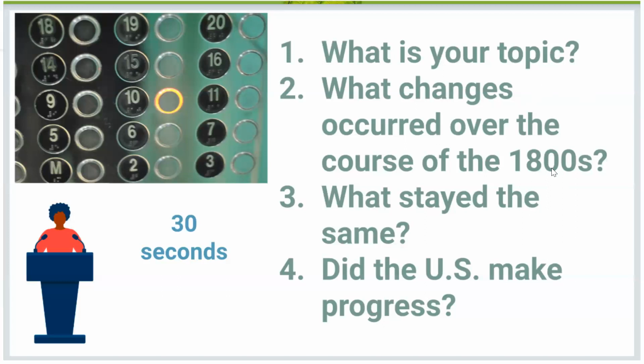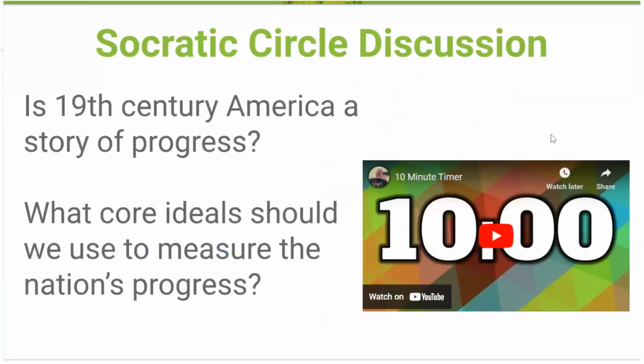So 30 seconds in a nutshell, if you had to tell somebody about what happened over the course of the 19th century, what would you say? So students, after presenting these, on day three, they come together and have a final Socratic Circle discussion, which of course they've done a number of over the course of the year.